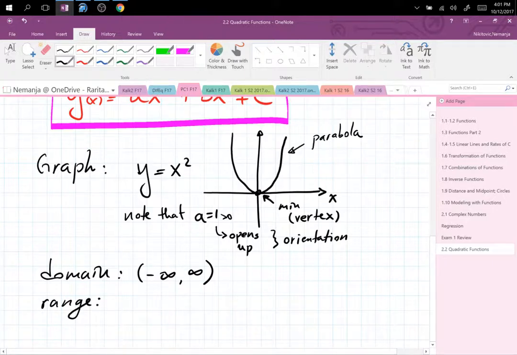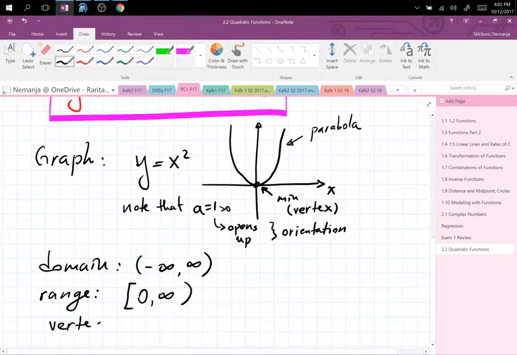What is the range for the graph you see? What are the y values that exist? Okay, 0 to infinity. What do I put? Parentheses, brackets, half and half? Include 0. Very good. And obviously exclude infinity. Great.